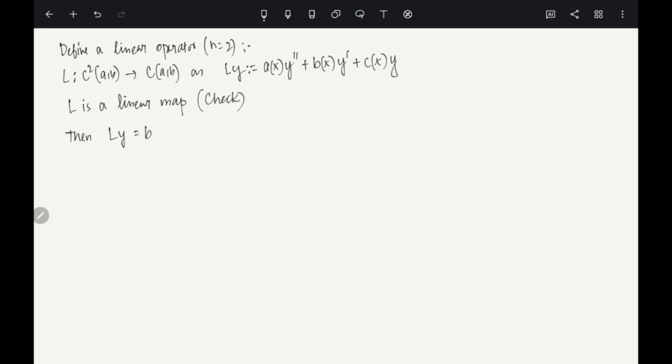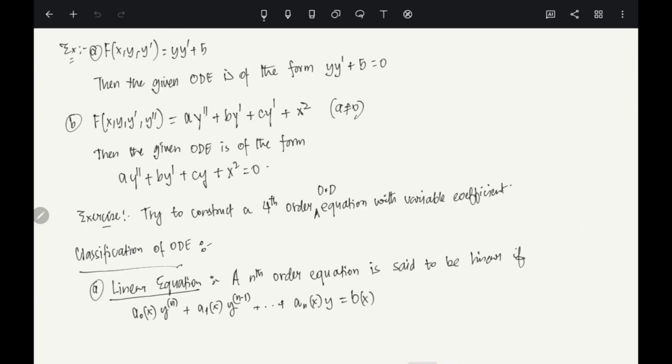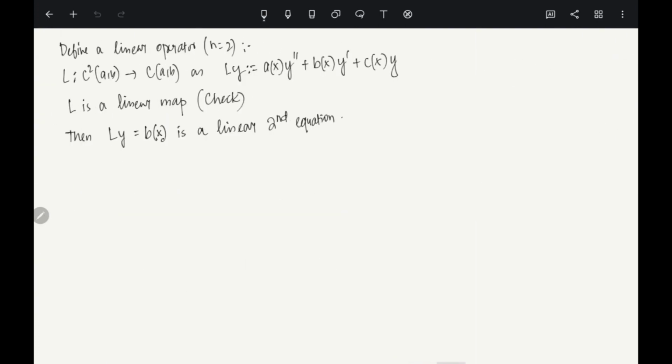Ly equals to some function depending only on x is a linear equation, a linear second order equation. In this case, why second order? Because I am choosing n equals to 2. You can choose n equals to whatever, 5, 10, whatever. So this is a linear second order equation, linear in y. Here I am assuming that a naught of x is non-zero. Right, so this is a linear second order equation.